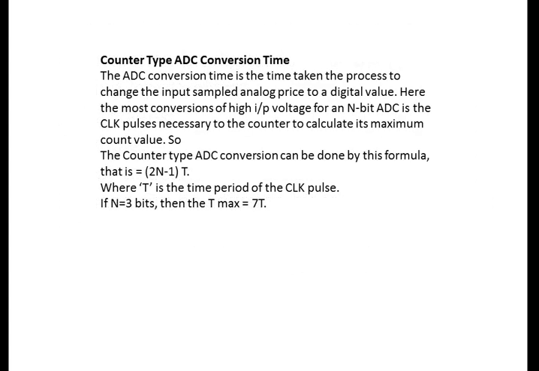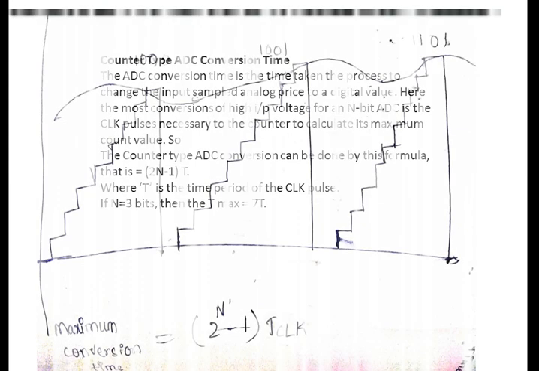The conversion time of the counter type ADC is given by (2 power n minus 1) T. For example, for a 3-bit counter type ADC, it requires 2 power 3 minus 1 clock cycles. That is 2 power 3 equal to 8, minus 1, that is 7 T. So for a 3-bit counter type ADC, it is 2 power 3 minus 1, that is 8 minus 1, equal to 7 clock cycles.